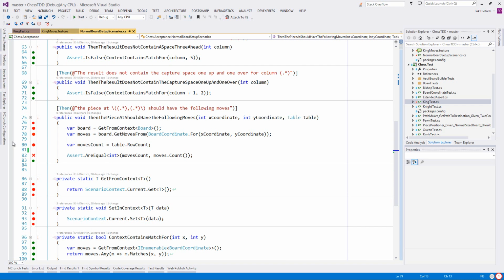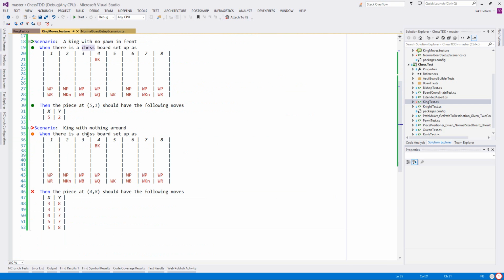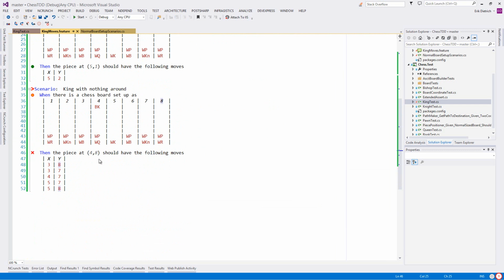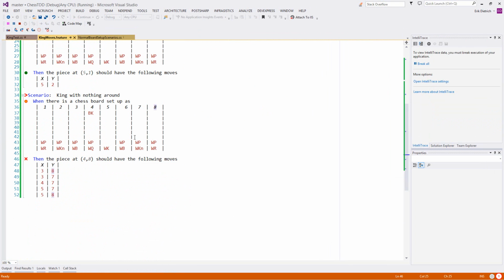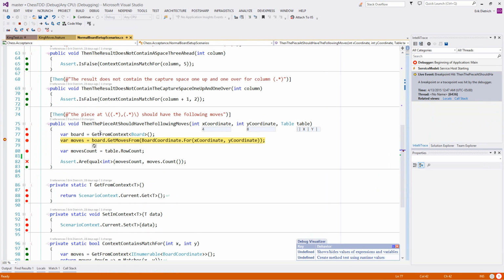Now, it's an interesting thing there that went green. So it turns out the problem here doesn't actually seem to be in that get moves from method. That's doing the right thing. So when I recreate this at the unit level, things go okay. So now I've eliminated a potential source of problem, and I know to go look somewhere else.